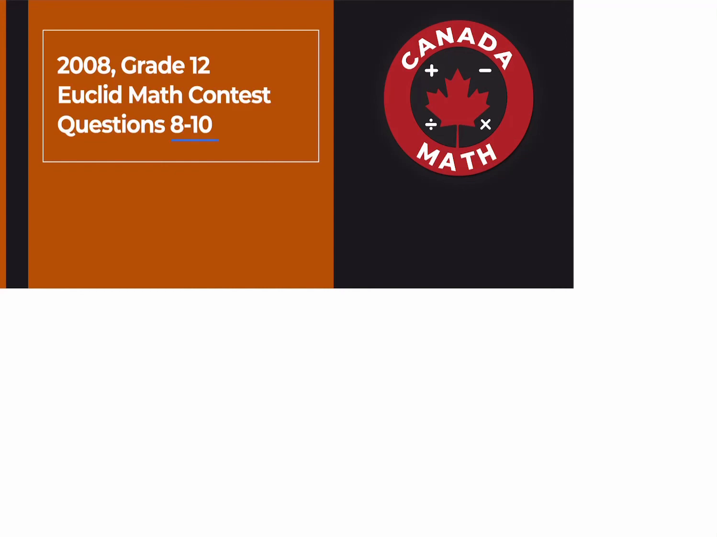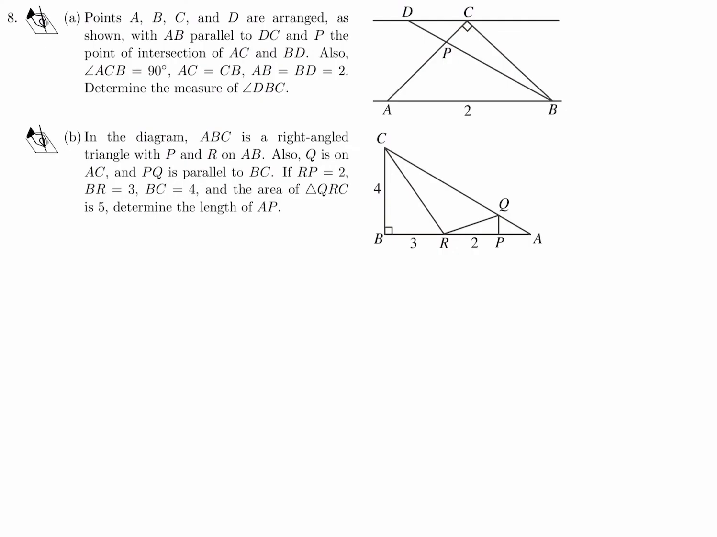Questions 8 through 10 on the 2008 Grade 12 Euclid Math Contest. Points A, B, C, and D are arranged as shown with AB parallel to DC, and P is the point of intersection of AC and BD. Also, angle ACB is 90 degrees. AC is equal to CB, and AB is equal to BD, which equals 2. Determine the measure of angle DBC.